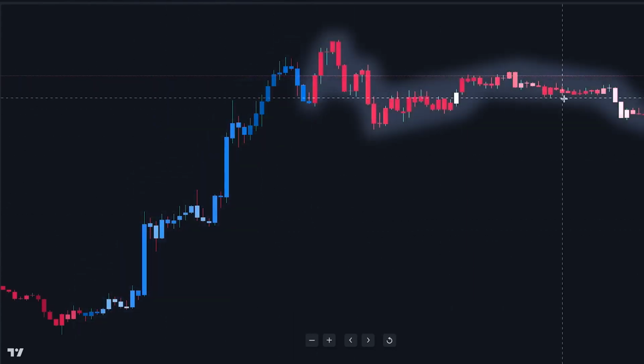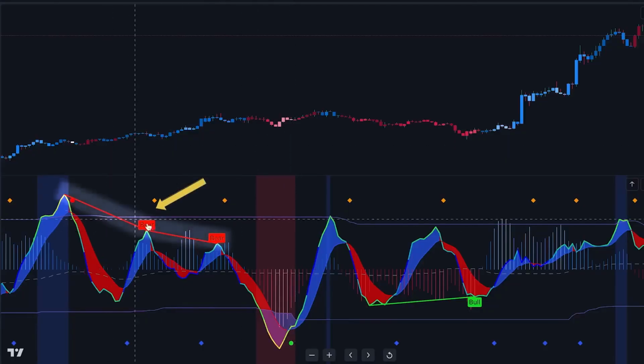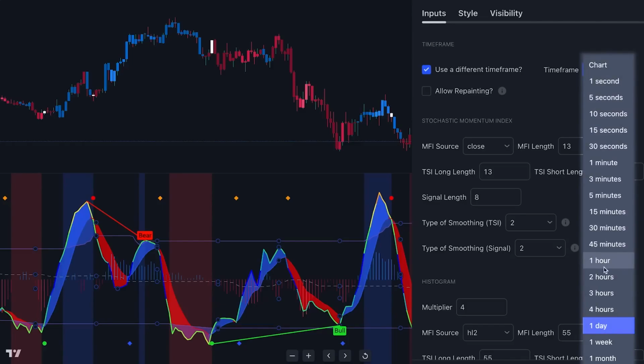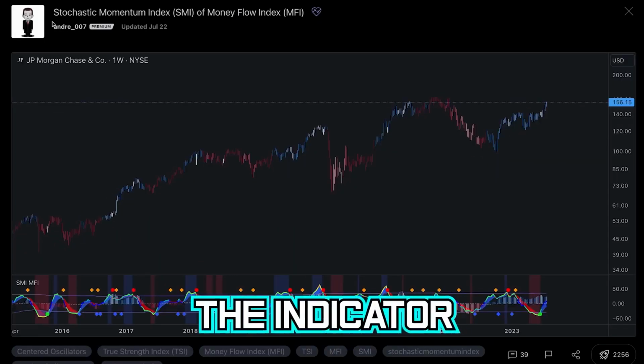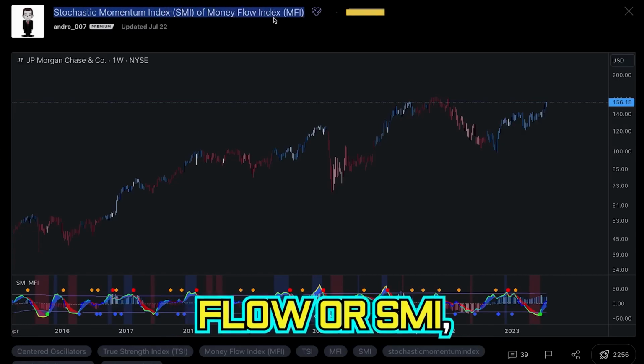the buying and selling pressure, provides dynamic overbought and oversold levels, automatically detects several types of divergences, allows you to analyze from multiple timeframes, and so much more. The indicator we are discussing is called Stochastic Momentum Index of Money Flow, or SMI.